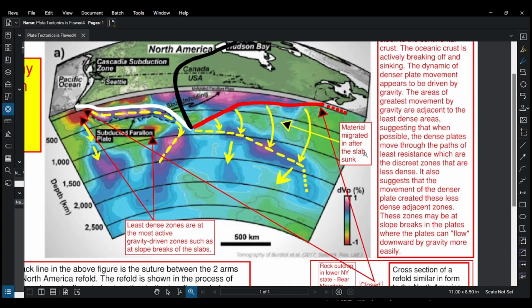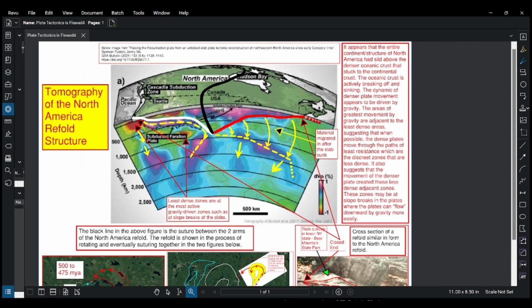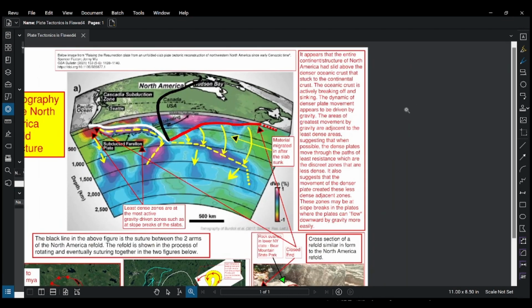Material migrated in after the slab sunk. So, this was here, went down, something's got to replace it. There it goes in. Okay. And let's read this quickly.